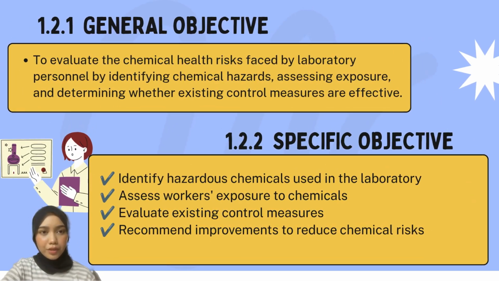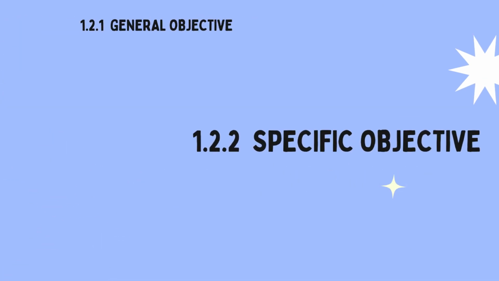The general objective of this assessment was to evaluate the chemical health risk associated with the hazardous chemicals used in the laboratory. These include identifying the hazards, assessing workers' exposure, and determining whether the existing countermeasures are sufficient to protect laboratory personnel. The specific objectives of our assessment are to identify the hazardous chemicals used during laboratory activities, assess the workers' exposure, evaluate the effectiveness of the existing countermeasures, and recommend improvements to further reduce chemical health risk.